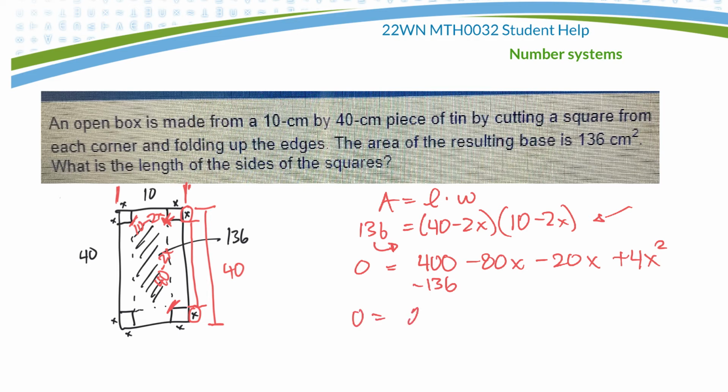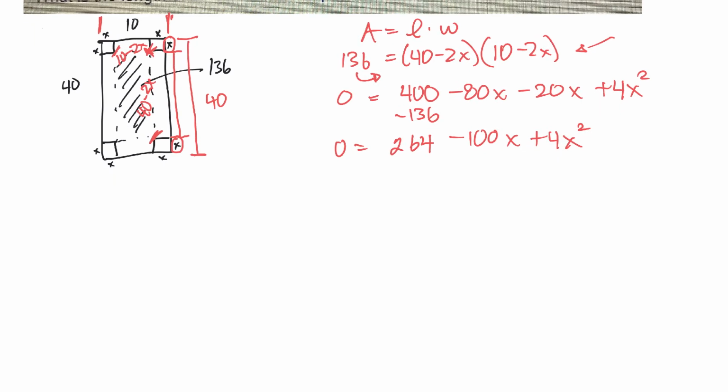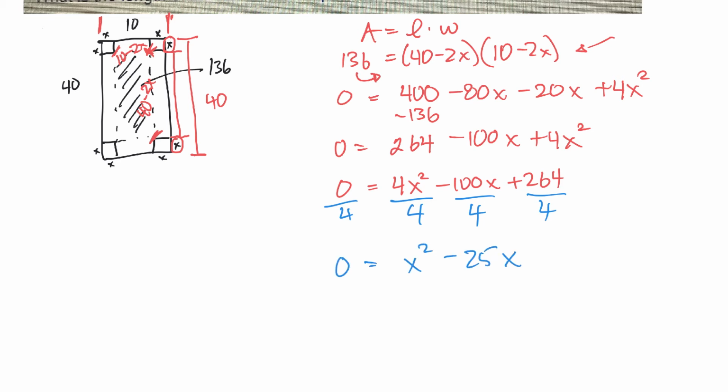So this would be 264, I think. Is that right? 0, 1, yeah, that's right. Minus 100x plus 4x squared. The x squared is positive, so let's just rewrite it so it's in the right order, plus 264. Okay, I think all those numbers are divisible by 4. So let's go ahead and divide everything by 4. And you have to divide everything by 4. So x squared minus 25x plus, that'll be 66, I think.